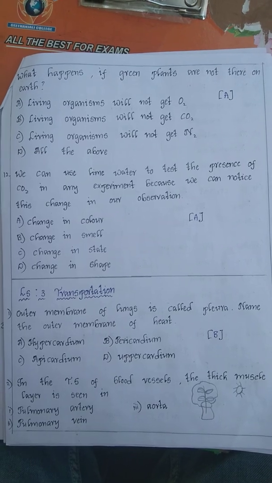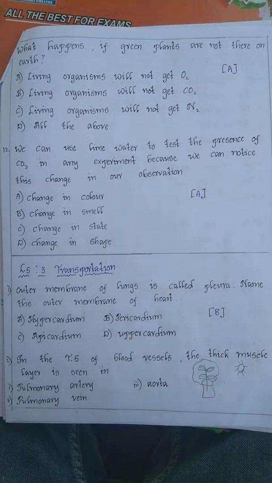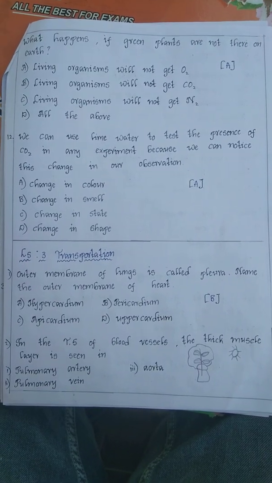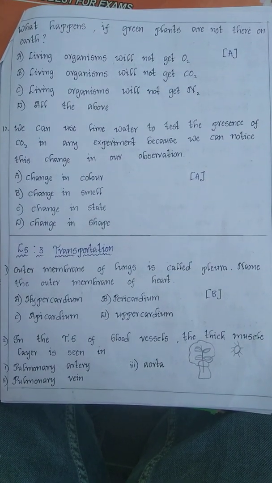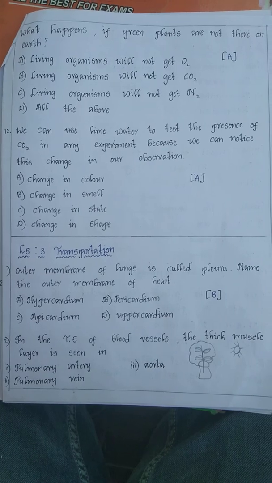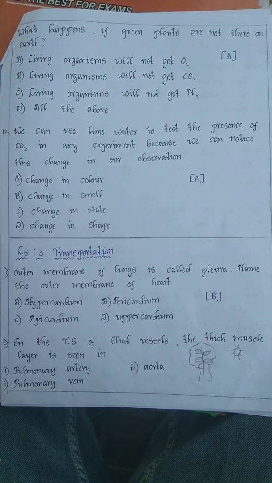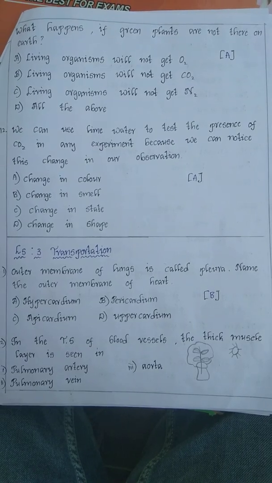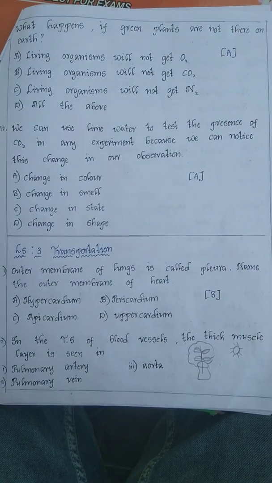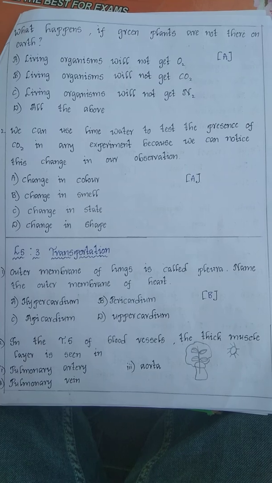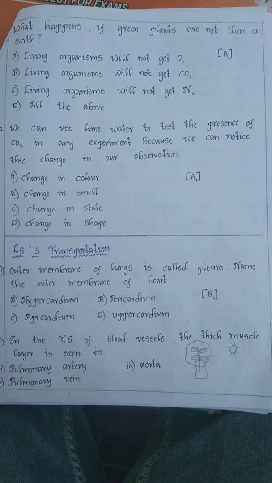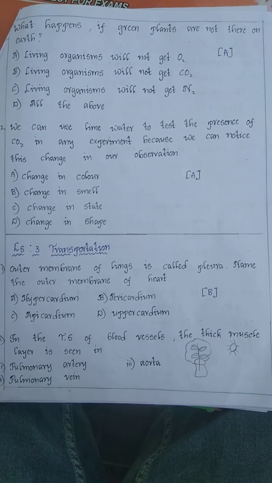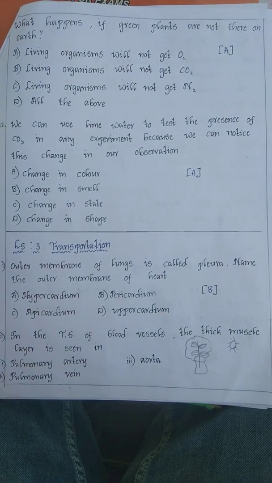So children, these are the most important MCQs from chapter number 2. Now coming to chapter number 3, that is transportation. Outer membrane of lungs is called pleura. Name the outer membrane of heart. See children, outer membrane of lungs is called pleura. Name the outer membrane of heart. Outer membrane of heart is called as pericardium.